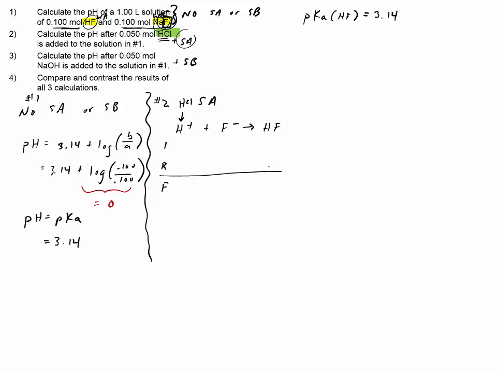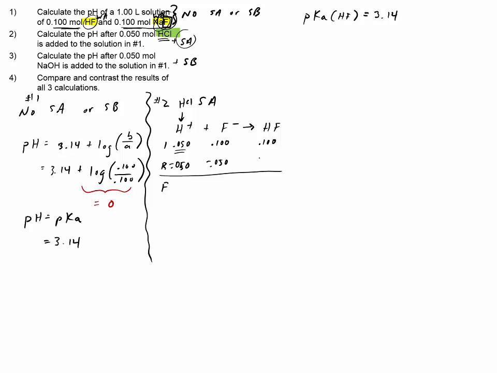So we'll set up an ICE table. Our H plus is 0.050. Our F minus is 0.100. And we do have some HF initially present. We have 0.10 moles, so we need to put that number here. So we'll write 0.100 moles of that. This is our limiting reagent, so minus 0.050.